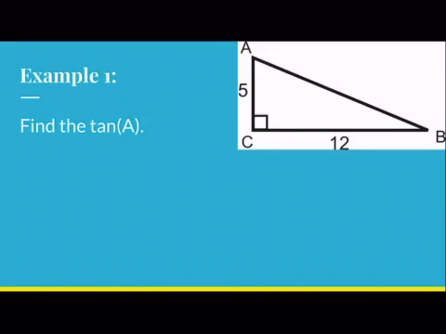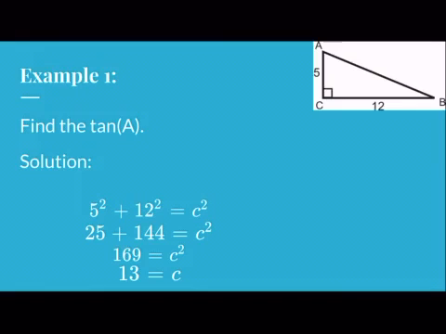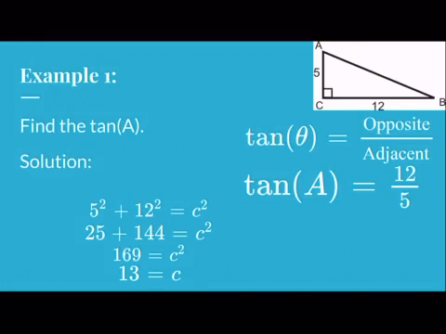So let's do a couple examples. Alright, so tangent theta is opposite over adjacent. So we're talking about angle A. So we're going to go the side length BC, which is the opposite of angle A, or it's 12. It's going to be over AC, which is our adjacent side, or 5. So our ratio is 12 over 5.